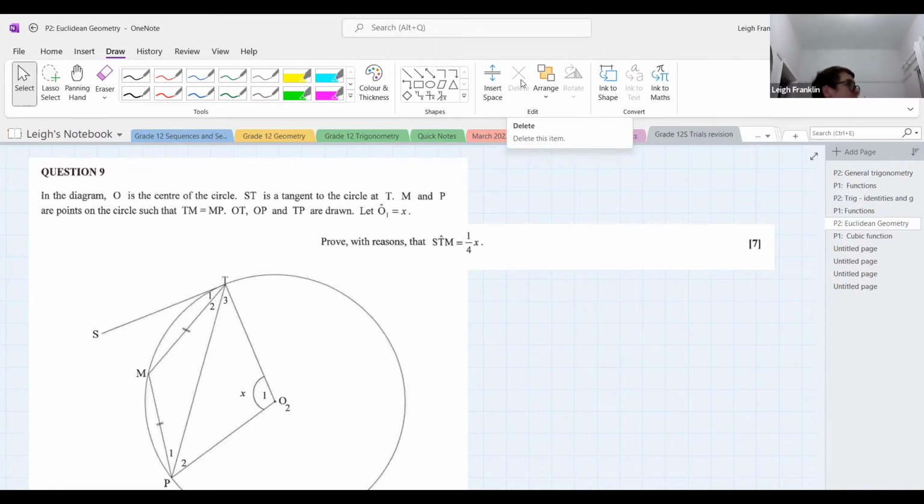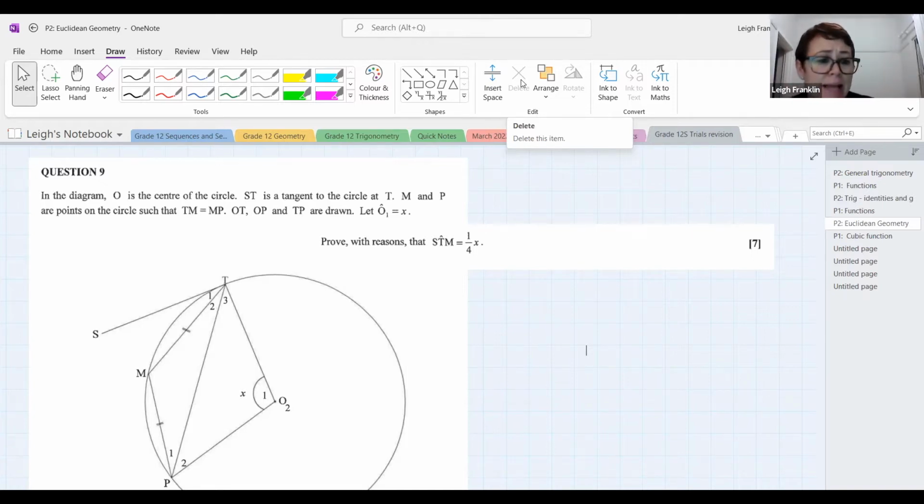So when we read the word tangent, we start thinking to ourselves, tan-chord theorem, or tangents from the same point, or radius perpendicular to tangent, etc. So we've got to use that keyword and link it to all those reasons that we know.